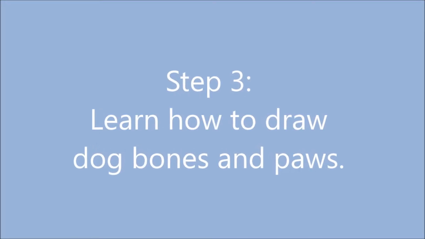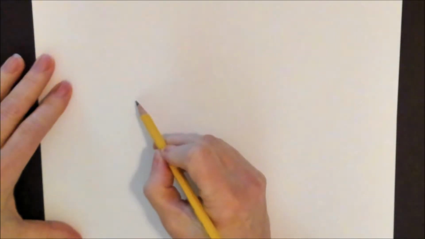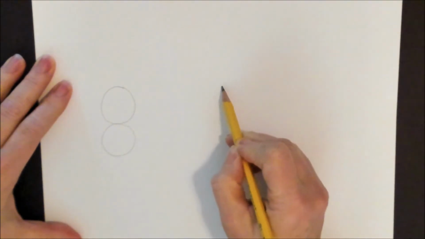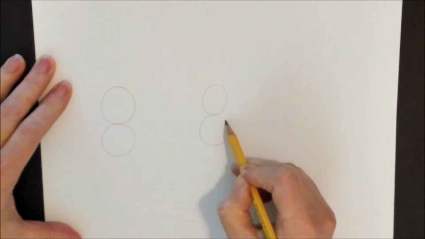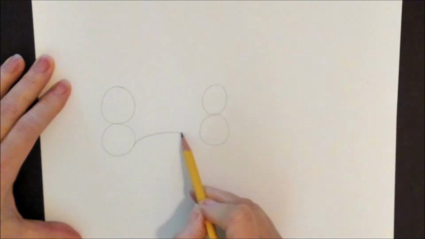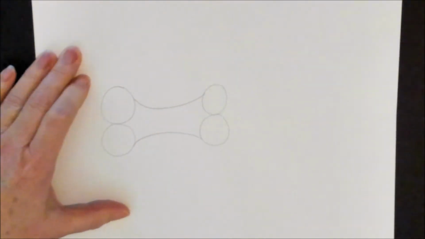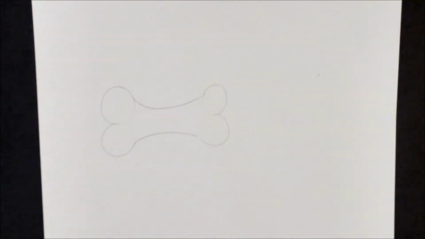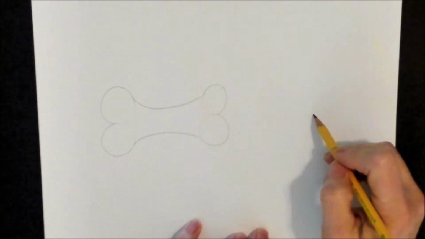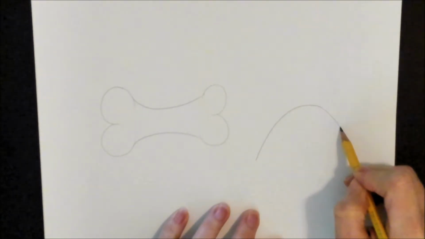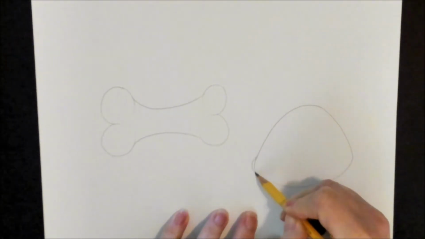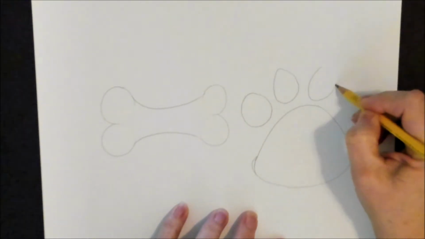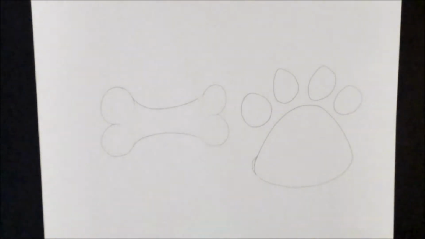For step 3, we're going to learn how to draw dog bones and paws. Begin with the dog bone. Draw 2 circles that look like a figure 8, and then another set of 2 circles that look like a figure 8. Connect it with the rainbow and then a smile, and then erase the lines that are in between, and you have a nice shaped dog bone. For the paw, you're going to draw kind of a curvy triangular shape, and then draw 4 circles or ovals right above the point.